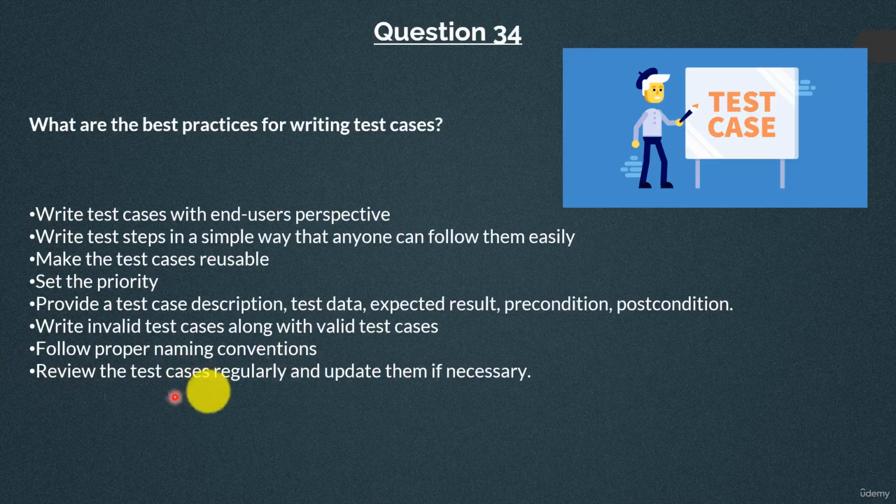Also, you should review the test cases regularly and update them if necessary. So if there is any regression in the system, if the developer added some functionalities, if he edited the old functionalities, in this case, I should review my test cases and begin to edit them. And we call this activity test case refactoring or test case maintenance.